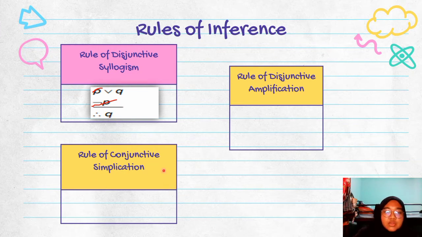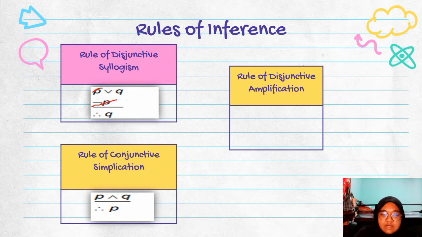And then the rule of conjunctive simplification. For this rule, the first premise is P intersect Q. We can choose whether we want the conclusion to be P or Q, but for the premise we must use the symbol intersect, and the answer will be P, or we can choose Q.